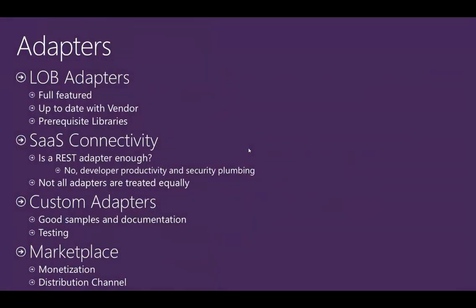Next, moving on to custom adapters. I think there's always going to be a need to build some custom adapters, whether you have to connect to an obscure legacy system, or perhaps it's a brand new SaaS-based system and you need to build your own connector because something doesn't exist already. In this area, you want to ensure there are good samples and good documentation. Ideally, the vendor provides some sort of testing framework that gives you some assurances towards building out robust connectors.